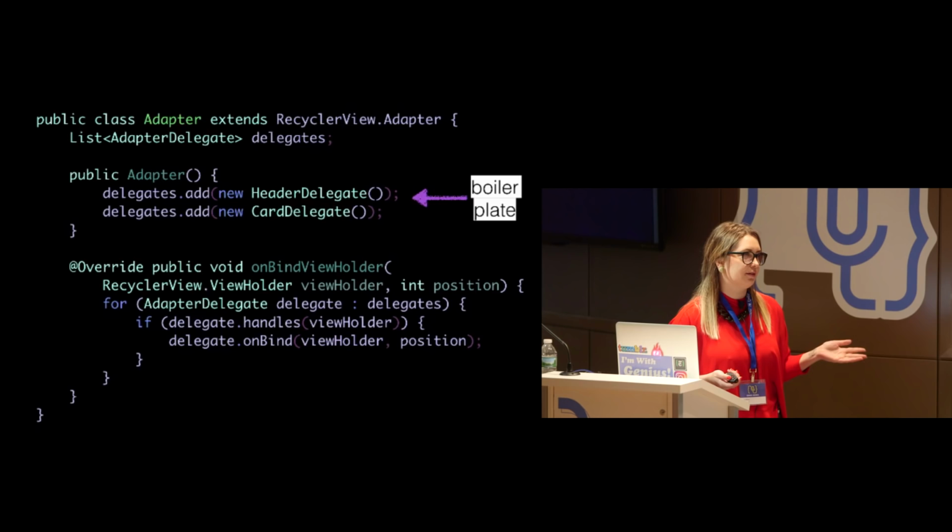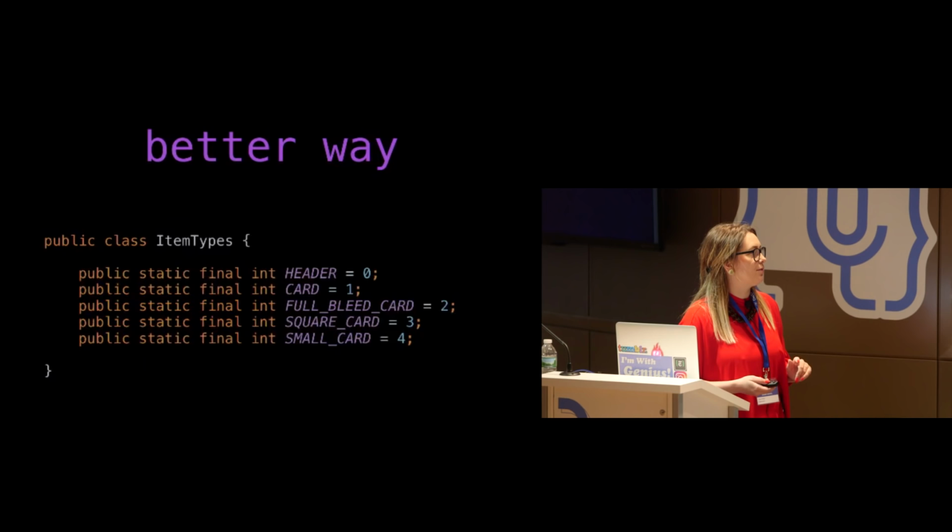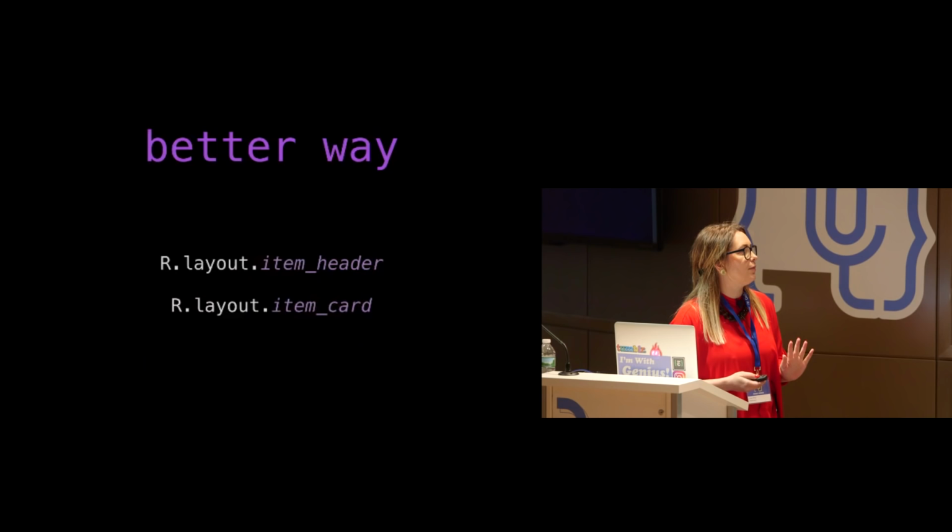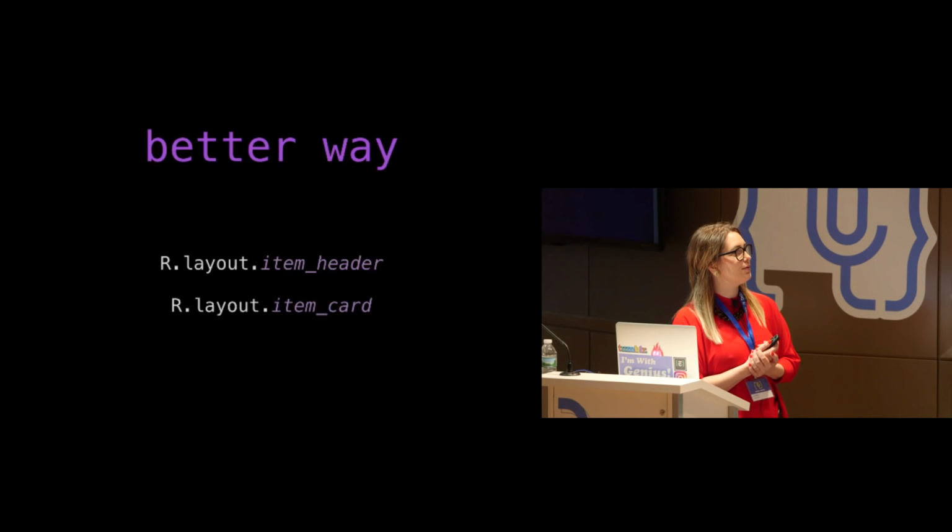So first of all, the better way is forget these item types. If you still have them, get rid of them. I'm not the first one to say this, but you already have unique IDs generated by the Android build system for you. You can use these. There's no need for them to be continuous, and you don't need to know how many view types you have. So that means there's nothing for you to update when you make a new view type.